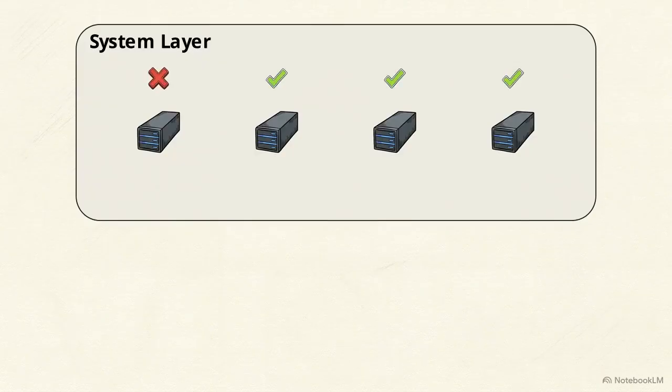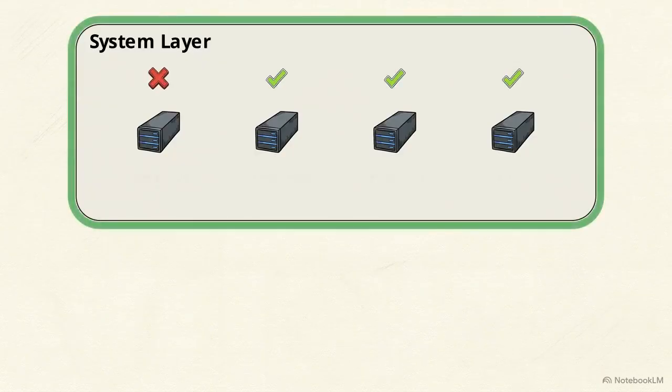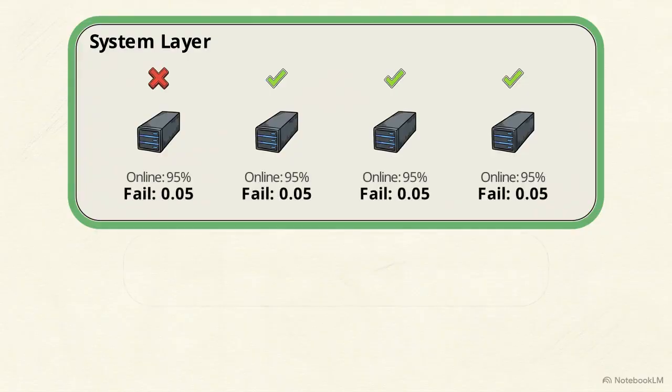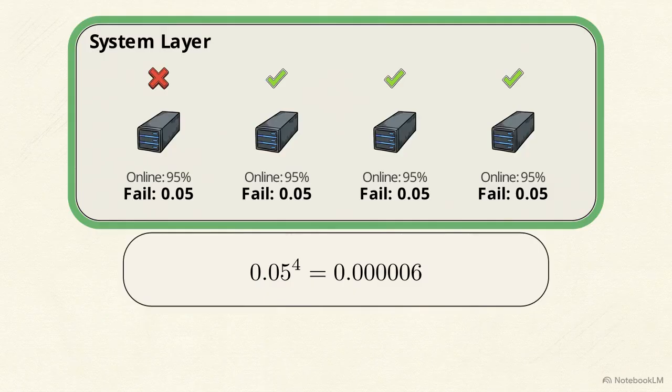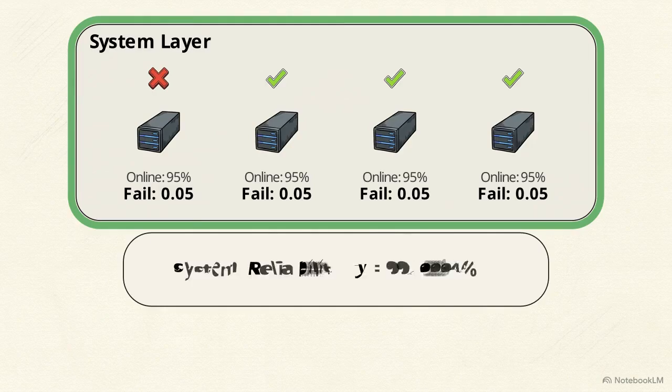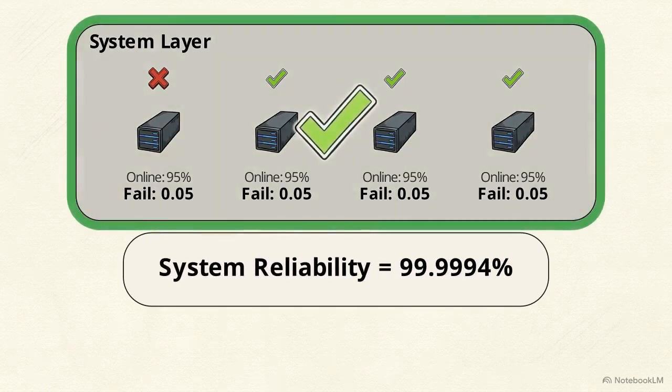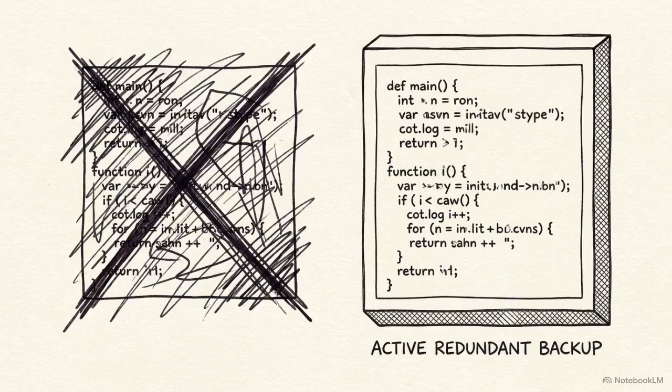If you deploy 4 file servers, and each individual server has only a 95% chance of being online, the probability of all failing at the exact same millisecond drops to 0.000006. The overall system reliability leaps to 99.9994%. Software redundancy operates on the same logic.